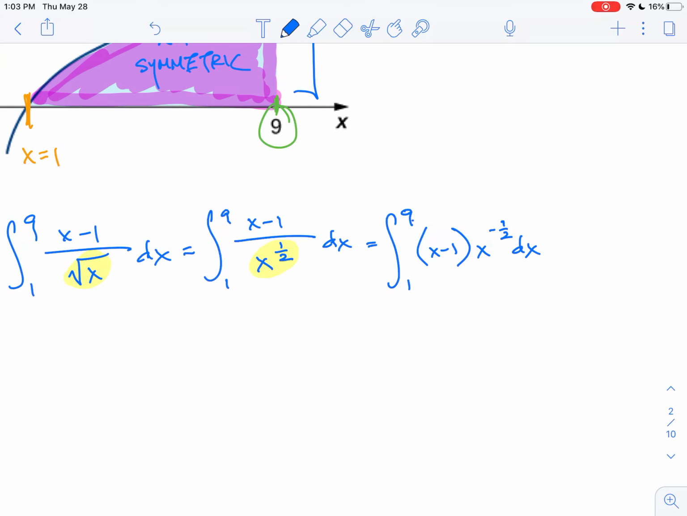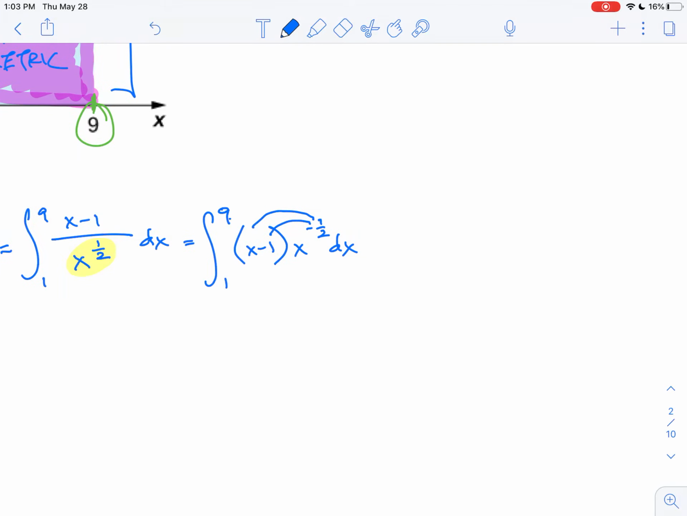And the last thing I'm going to do to algebraically simplify this is I'm going to distribute that x to the negative 1/2 to the x and the negative 1. So let's see what we get when we do that. The integral from 1 to 9 of x to the 1 times x to the negative 1/2, all right, so I just multiplied, minus 1 times x to the negative 1/2 dx.